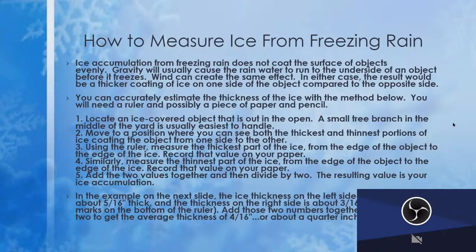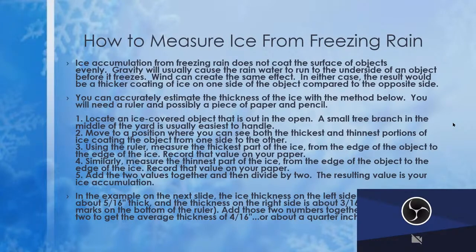Well, we can accurately estimate, that seems like an oxymoron, the thickness of ice with the method below. You will need a ruler and possibly a piece of paper and a pencil. So find an ice covered object out in the open, a tree limb, something that has had a pretty good open avenue for the rain to fall onto. A small tree branch in the middle of the yard is usually the easiest to handle.